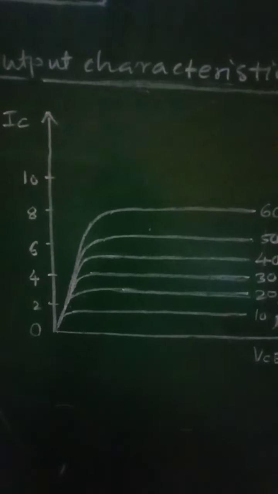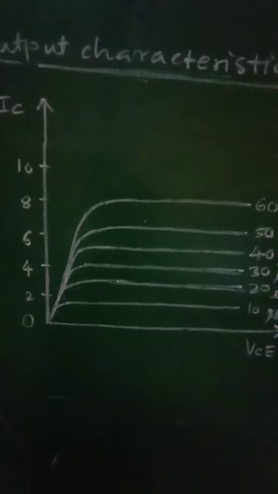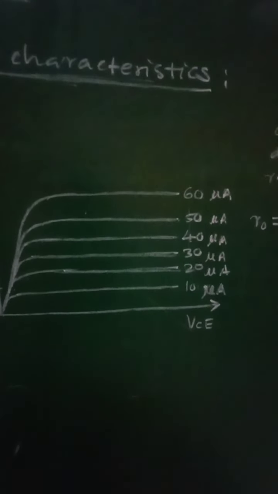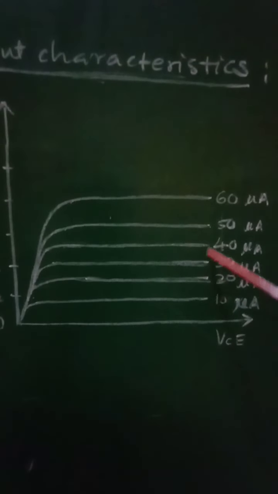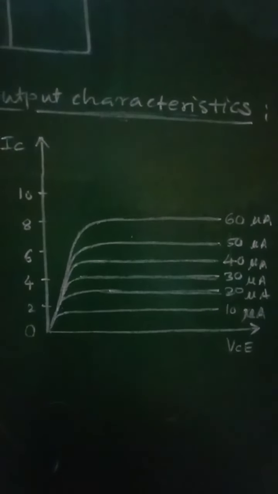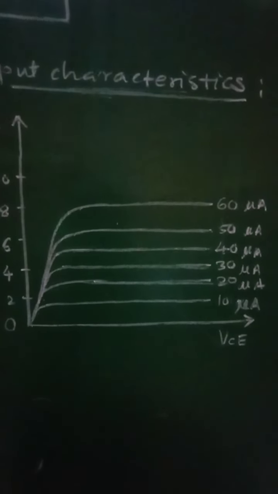Now from these characteristics it is clear that the collector current IC is large for large values of the base current. So as the value of base current increases, at that time the collector current will be maximum, and therefore to have maximum collector current the base current must be large.